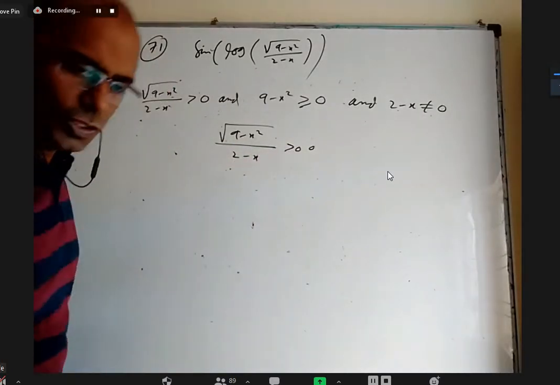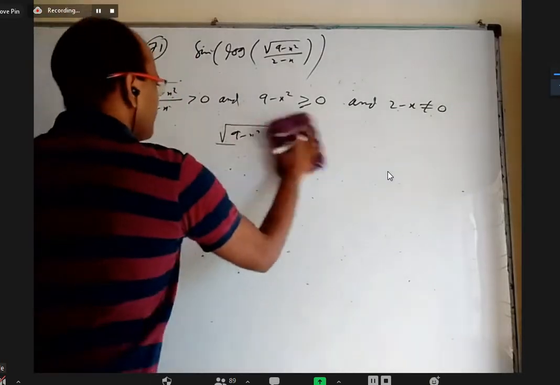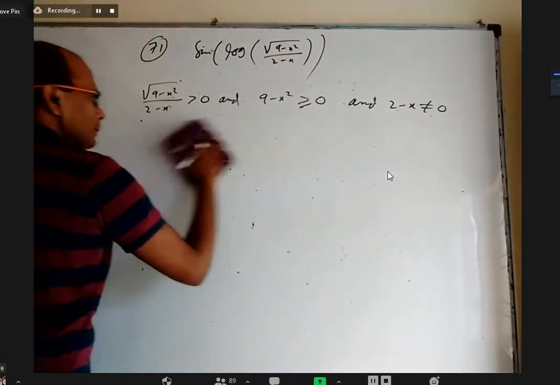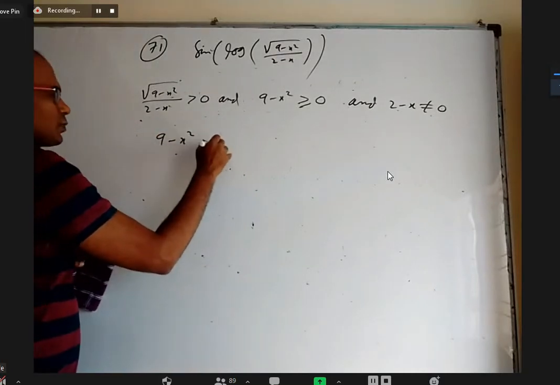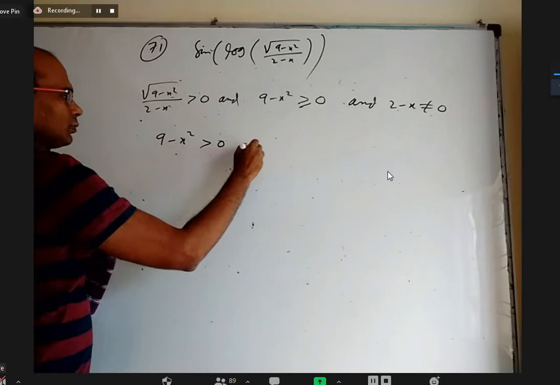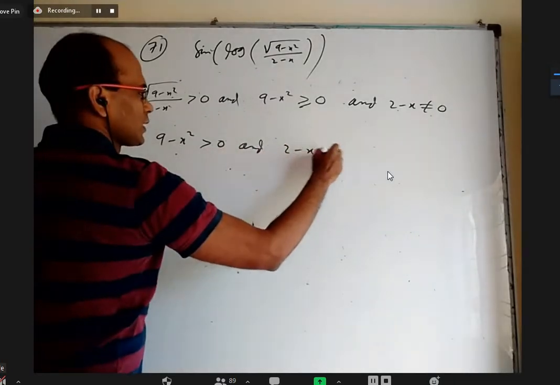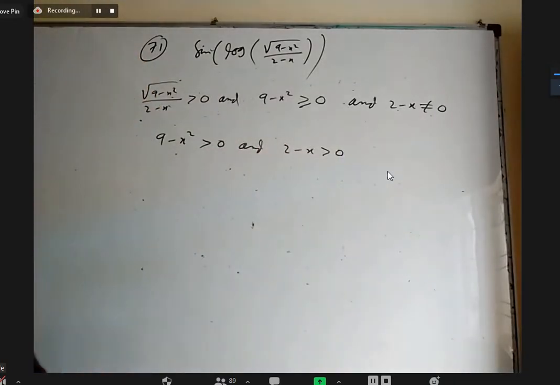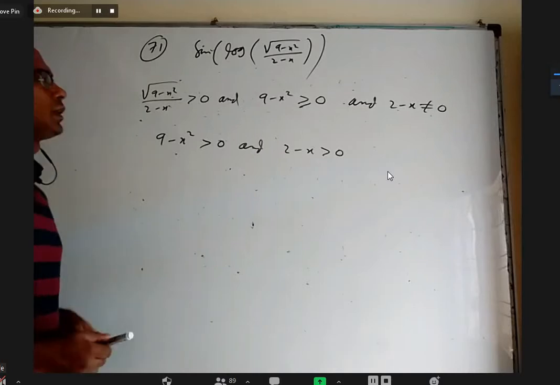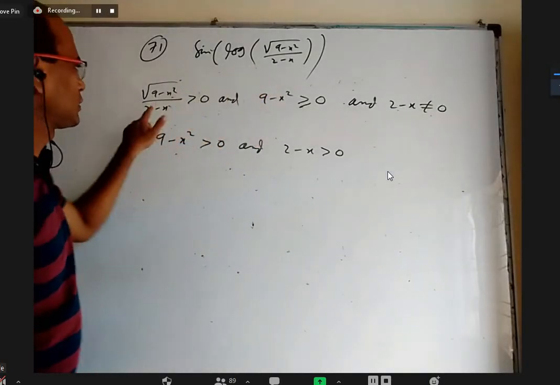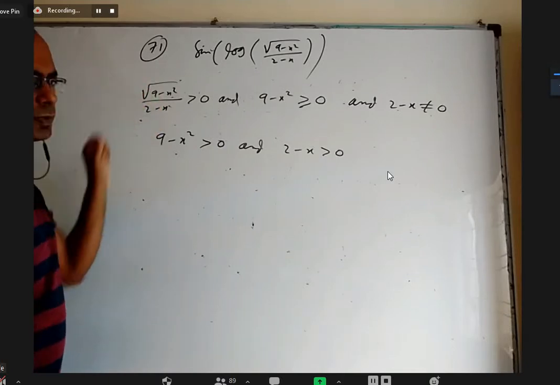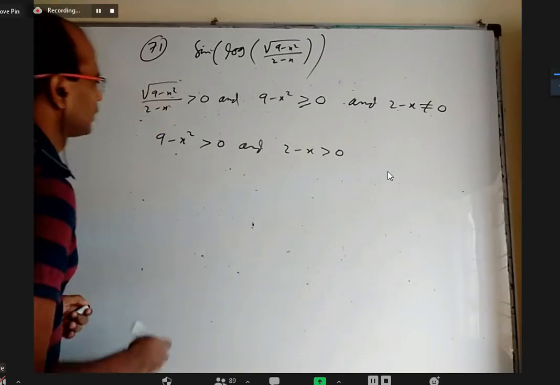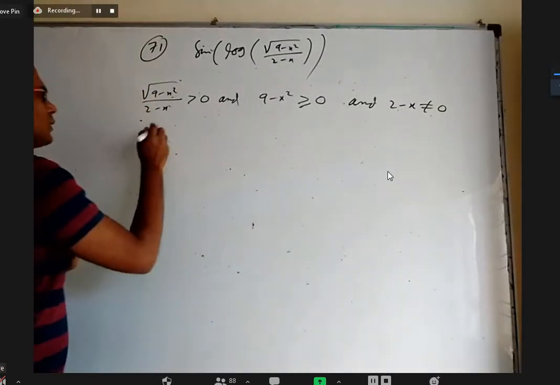Or let me change it in a slightly different way. I want to write simply 9 minus x square should be only greater than 0. And 2 minus x greater than 0. That's all. Everything else is included here. Why? If the numerator is positive, that's why the denominator also should be positive for a ratio to be positive.